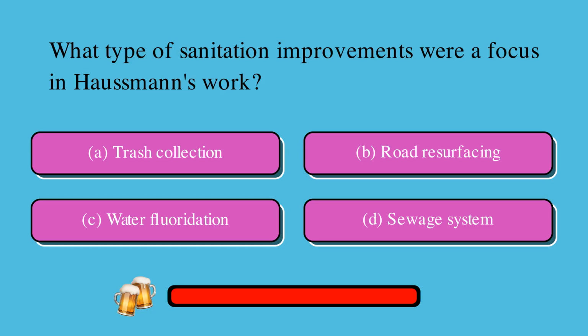What type of sanitation improvements were a focus in Haussmann's work? Is it A. Trash collection, B. Road resurfacing, C. Water fluoridation, or D. Sewage system? The correct answer is D. Sewage system.